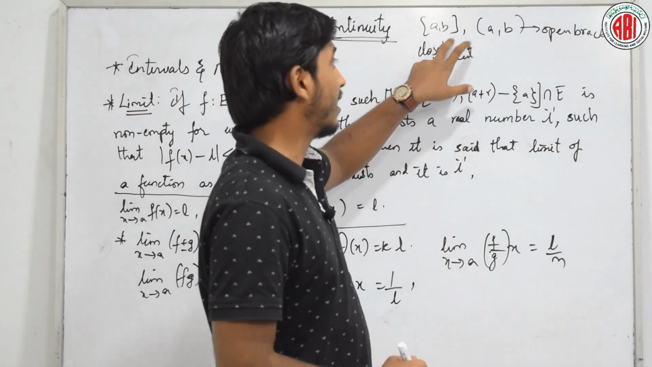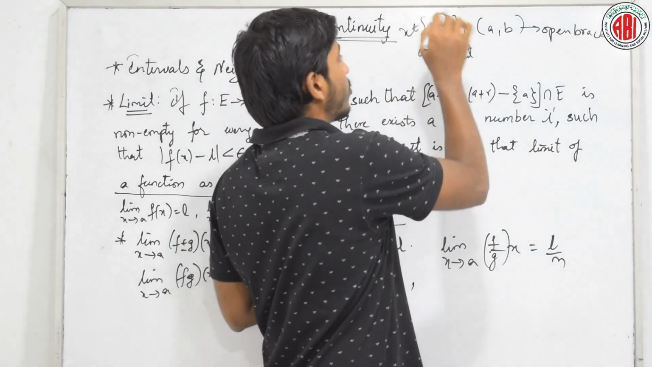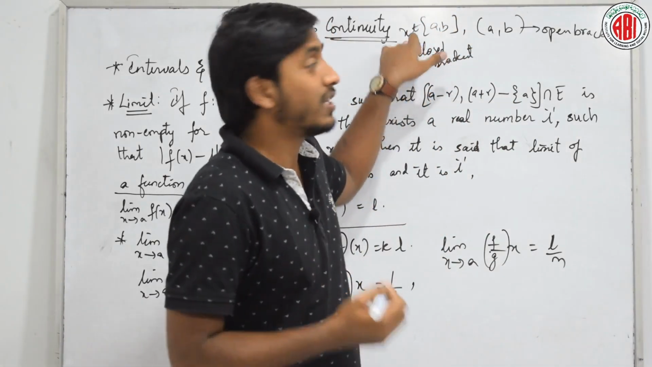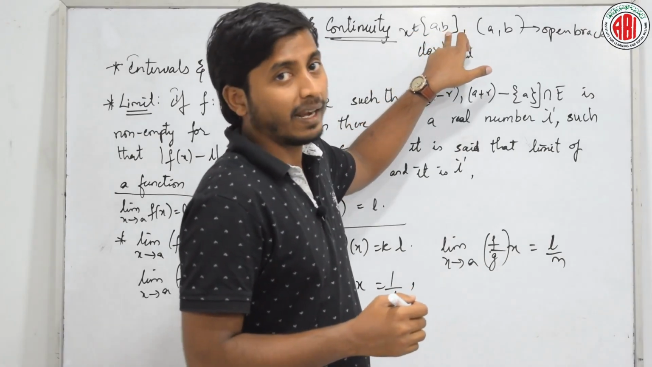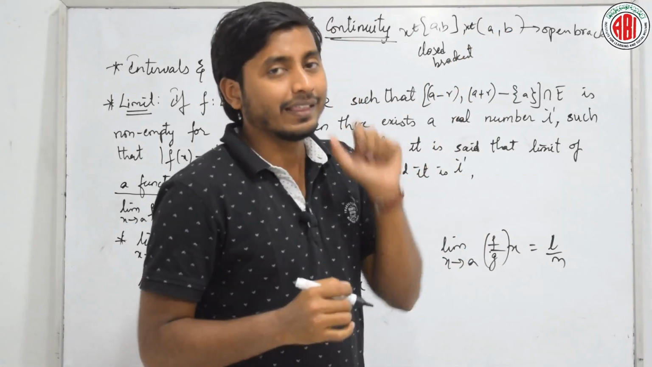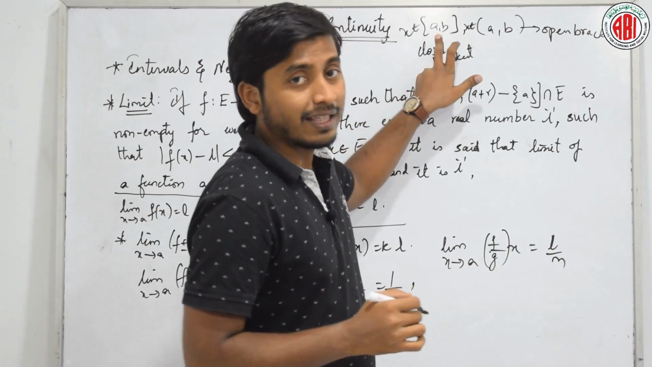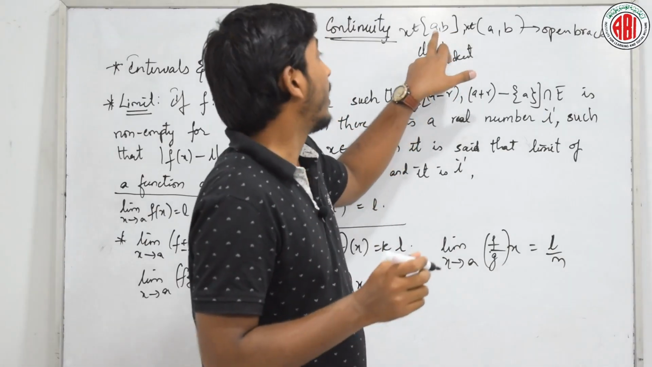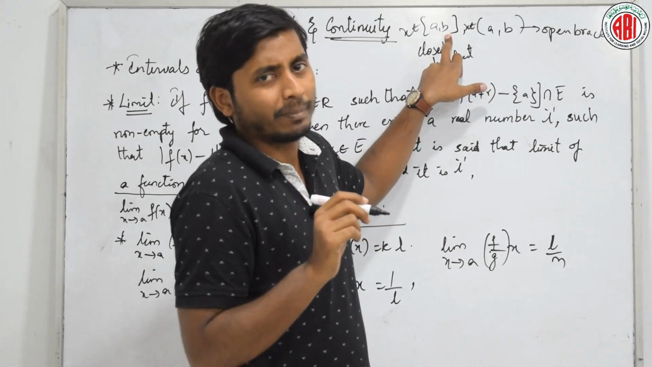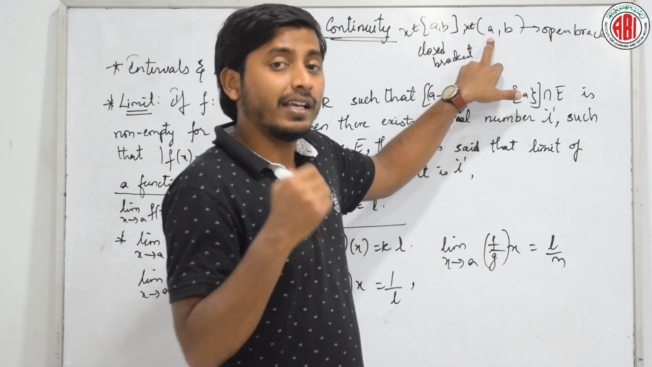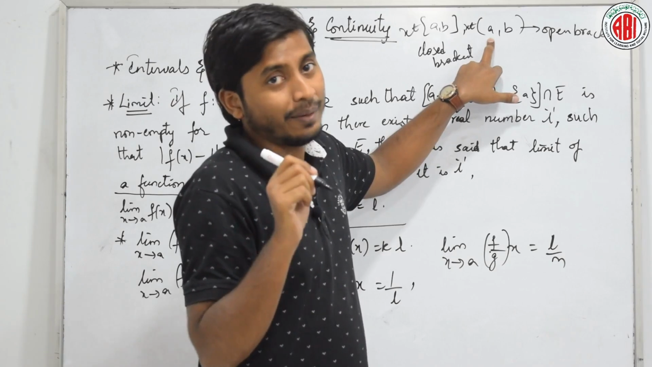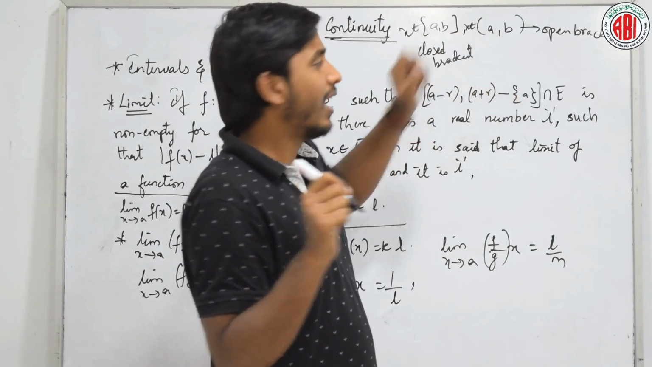If I say x belongs to a comma b, what do you mean by that? It tells that x is a value which lies between a and b, right? Here also it tells that it lies between a and b. Then what is the difference between these both? Here it tells that x may be any value between a and b including the values of a and b, isn't it? Here it includes all the values in between a and b excluding a and b. Clear?